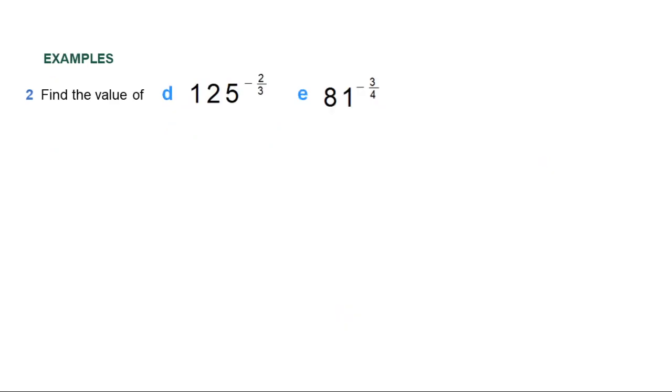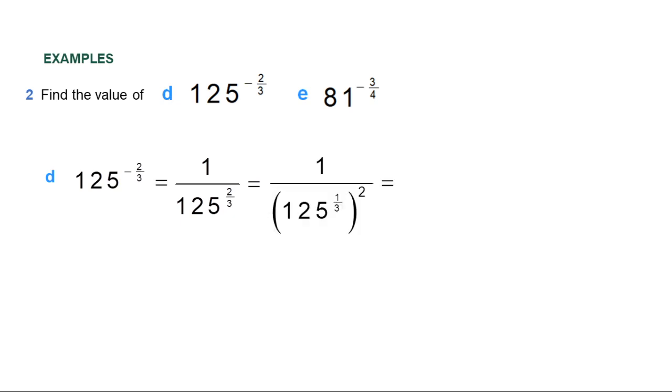Next, let's move on to letter D. I have now negative indices, letter D and letter E. I will have 125 raised to the power of negative 2 over 3. You apply rule number 4, it will become 1 over 125 raised to the power of 2 over 3. So the negative 2 over 3 will become positive. Next, 125 to the power of 2 over 3 will change into 125 to the power of 1 over 3 raised to the power of 2.